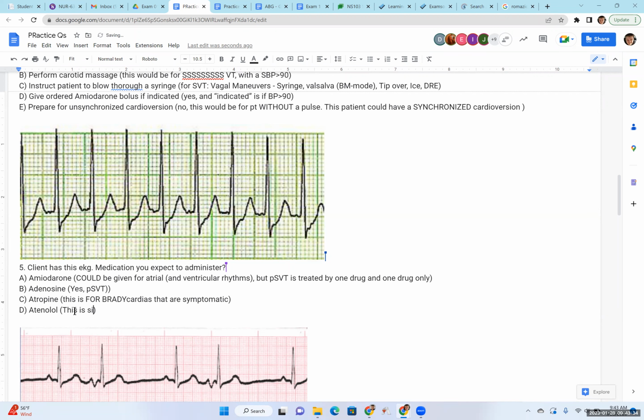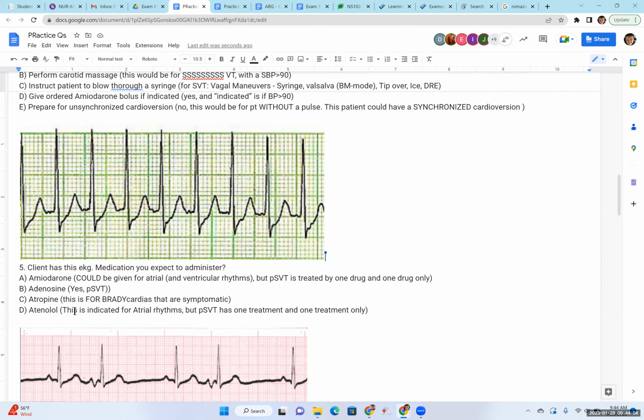This is indicated for atrial rhythms, right? But PSVT has one treatment and one treatment only. So the best drug is for the PSVT. It's not the best drug as in prescribing. It's that drug is the one that works, right? You wouldn't throw an SGLT2 inhibitor at that, even though it's super hot, right? It's that's the drug associated with that disease process.